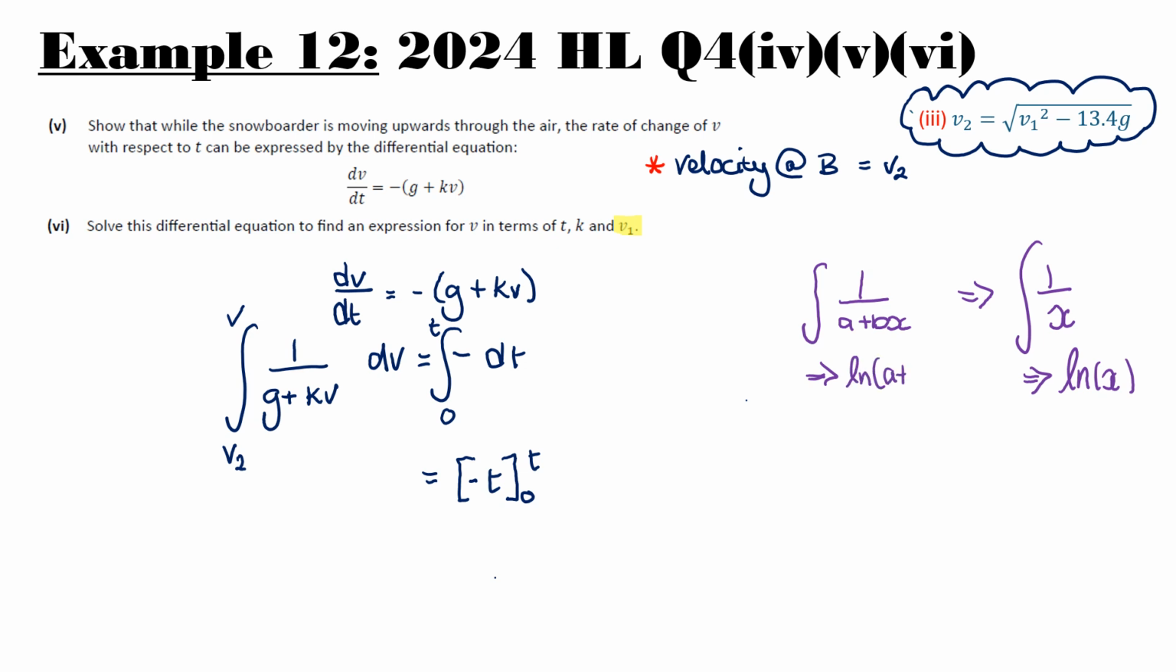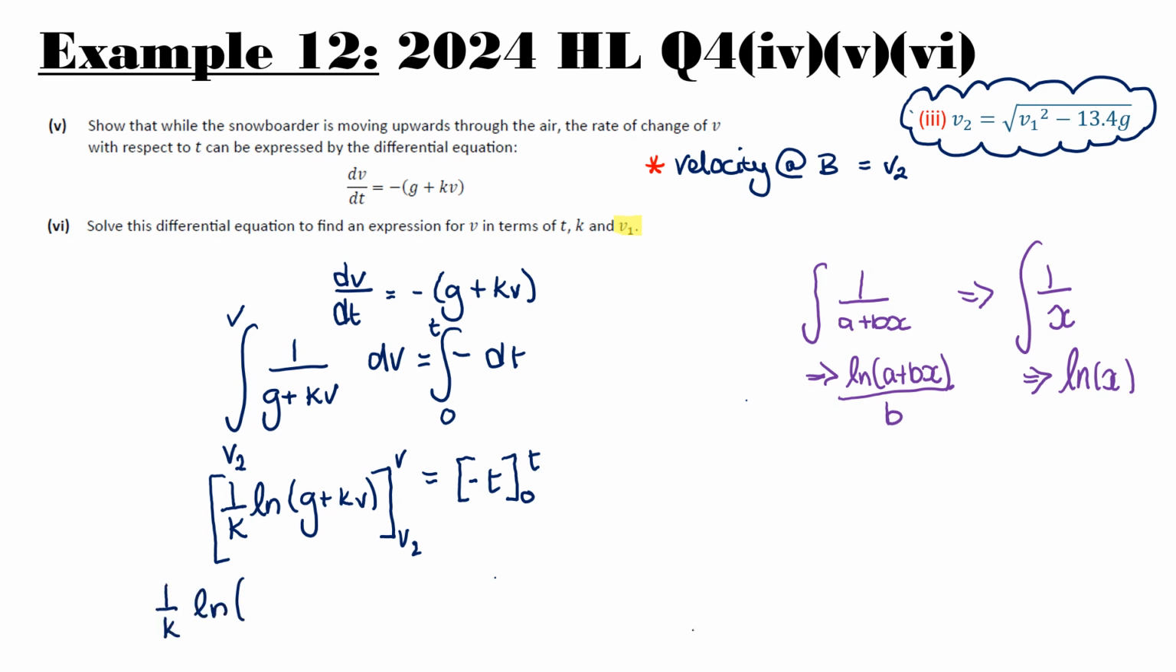This is ln a plus bx, but because it is a version of the chain rule going backwards, we have to divide by the derivative of the inner function. So we're going to divide that by b, which means this left-hand side becomes 1 over k ln g plus kv. You can write that as a full fraction, or you can pull that out in front like we have, whichever way works. Okay, so now what we have is 1 over k natural log g plus kv minus 1 over k natural log g plus kv2 equals minus t minus 0, which is just going to be 0.